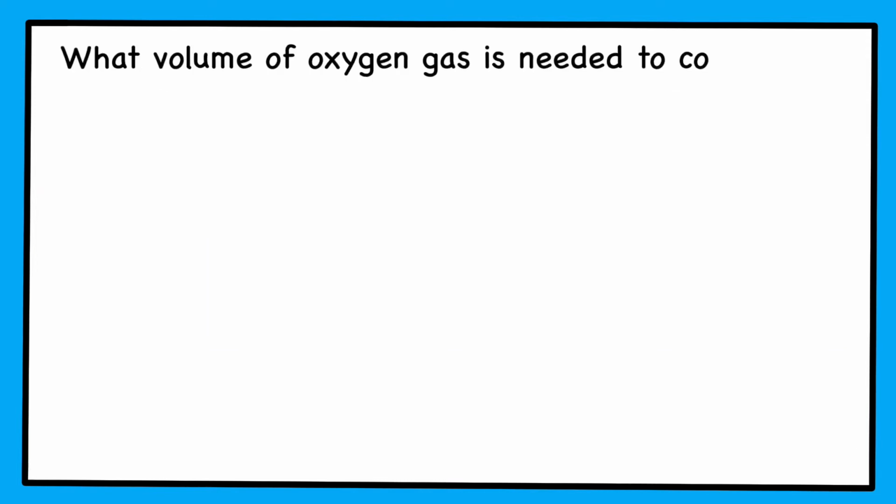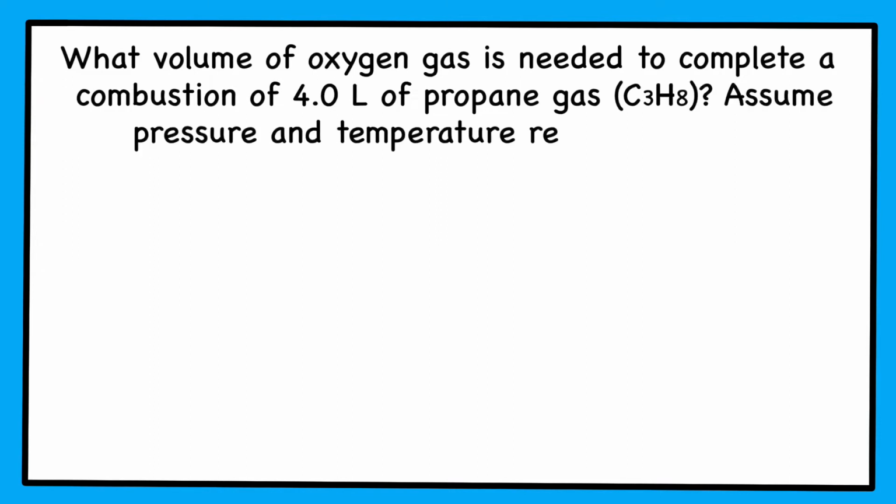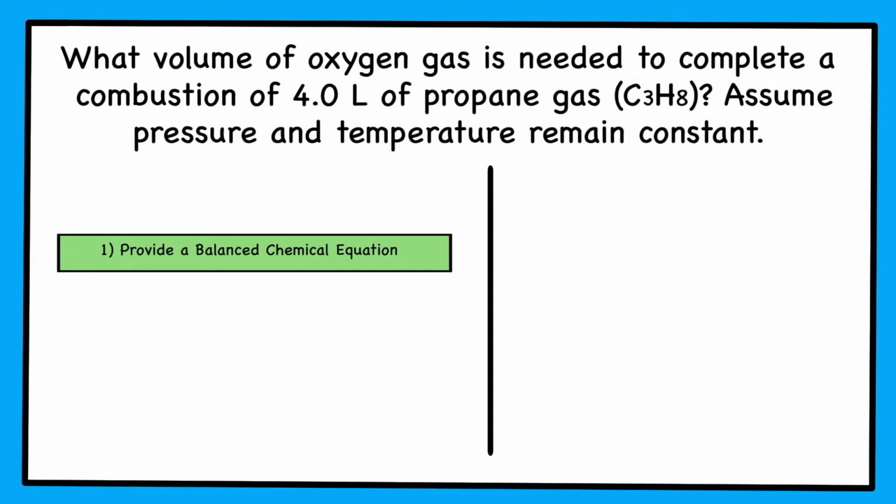What volume of oxygen gas is needed to complete a combustion of 4.0 liters of propane gas, which is C3H8? Assume the pressure and temperature remain constant. Okay, my first step is to write a balanced equation for this combustion. That means I have a hydrocarbon plus oxygen, and it's going to yield carbon dioxide and water. Once I balance this out, I get C3H8 gas plus 5O2 gas yields 3CO2 gas plus 4H2O gas.